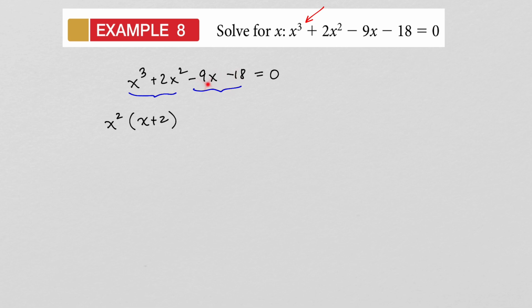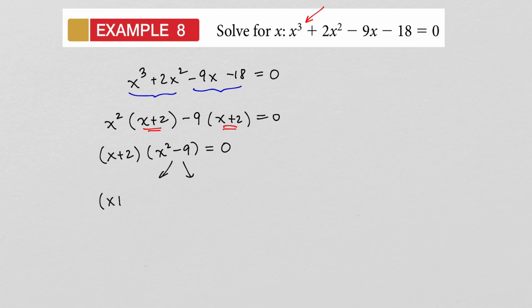And out of the second 2 terms, we can pull out a negative 9. And we will also have x plus 2 left over. So this is good. Now we're going to factor out the x plus 2, which will leave us with x squared minus 9 left over. And then don't forget, you have to factor completely. And so x squared minus 9 factors into x minus 3 and x plus 3.